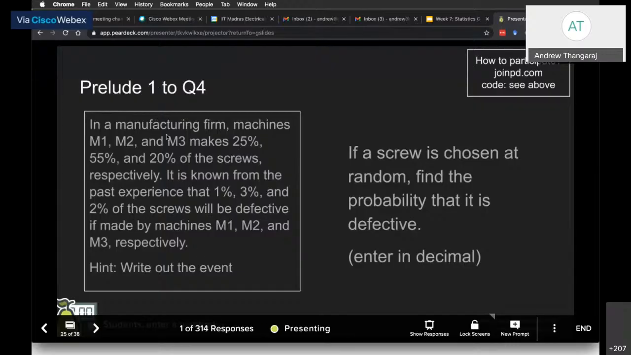Hopefully you can read it. There's a machine making screws, and there are 3 different machines. And conditionally, some of the screws turn out to be defective. If you pick a screw at random, which could come from any one of these 3 machines, you need to find the probability that it is defective. It's a prelude. We'll eventually work our way to Q4 and then we'll stop. But let's do this prelude. I'll give you about 2 or 3 minutes.